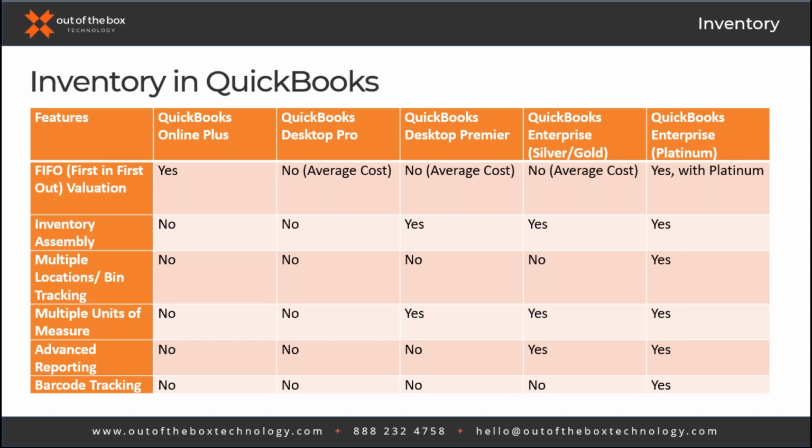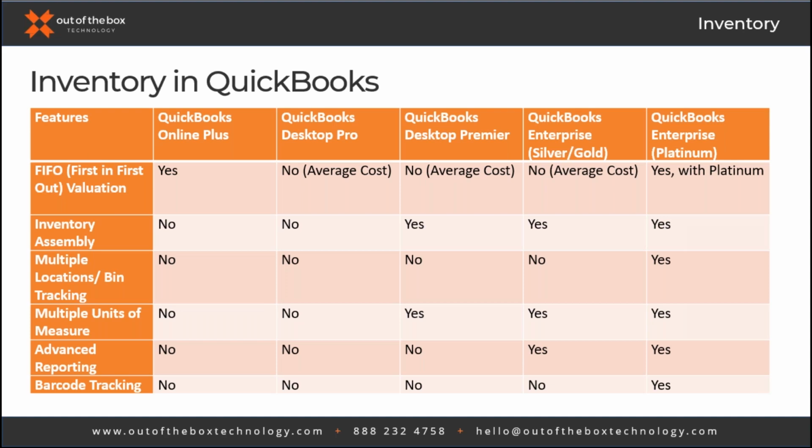QuickBooks Desktop Pro, QuickBooks Desktop Premier, and QuickBooks Enterprise Silver and Gold use the average cost method. This is the weighted average cost to determine the value of your inventory and the amount debited to cost of goods sold when you sell your inventory. The average cost is the sum of the cost of all the items in inventory divided by the number of items.